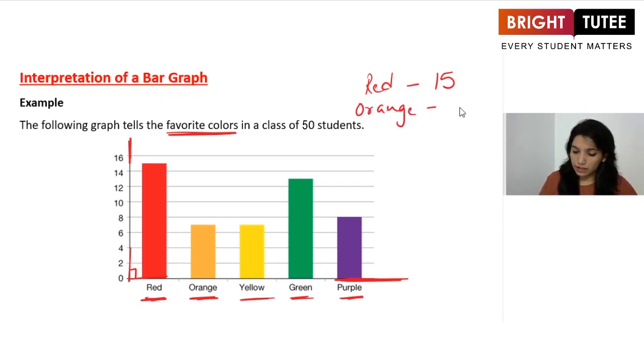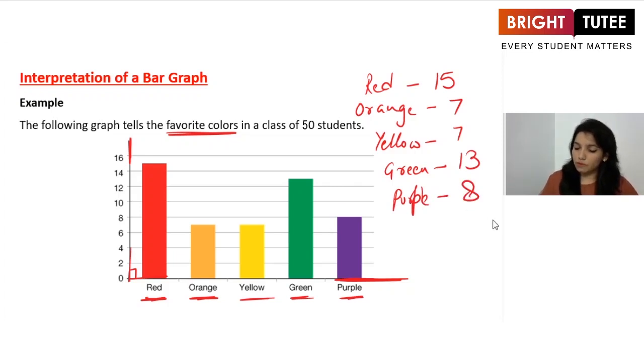We'll see how this data has been used in this bar graph and how interchangeably we can read either the information. Now what about orange color? It was liked by 7 students. Then yellow color. It was liked by 7 students again. Then the color green. It was liked by 13 students. Then the color purple. It was liked by 8 students. So if you add them all together, the answer you will get is 50.